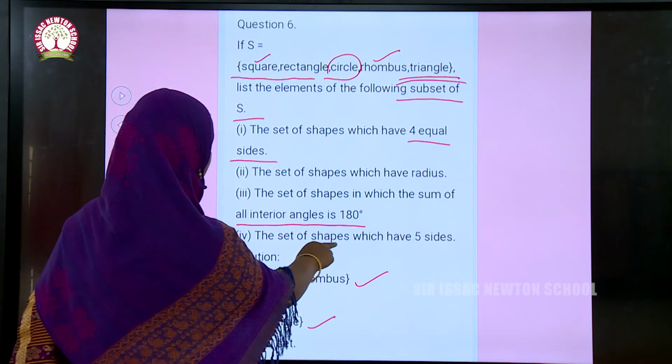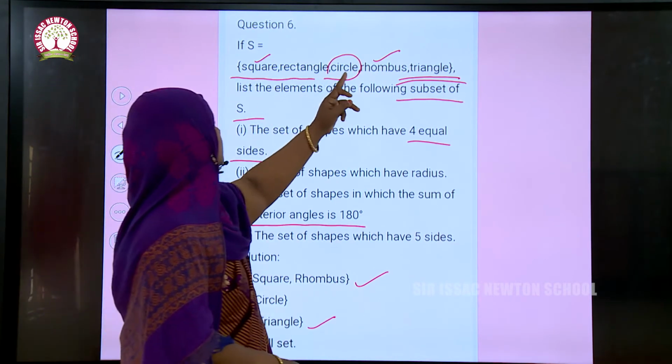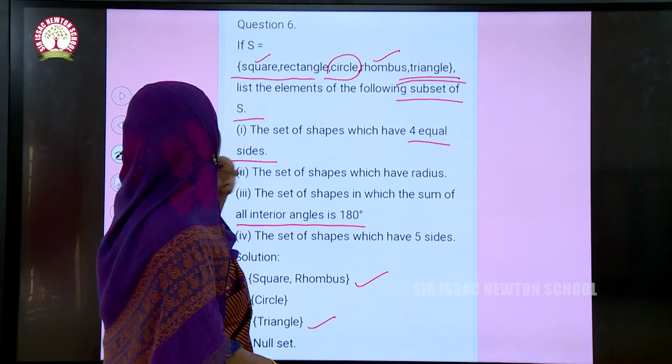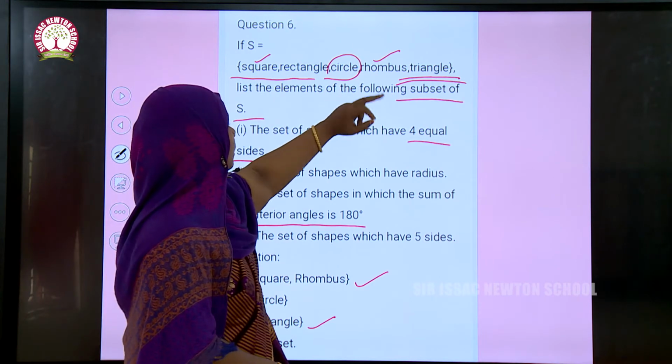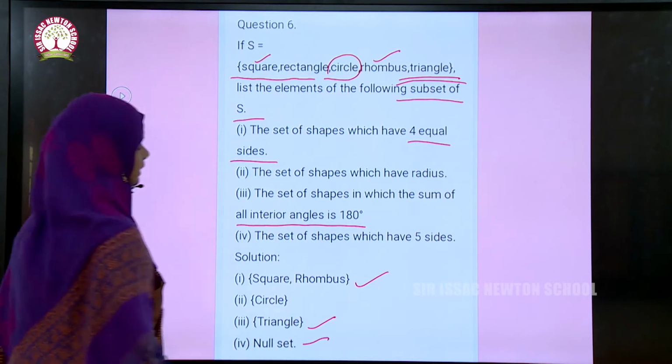Fourth: the set of shapes which have 5 sides. Look at all these shapes and tell me which shape has 5 sides. None of these has 5 sides. Therefore, the fourth one is a null set.